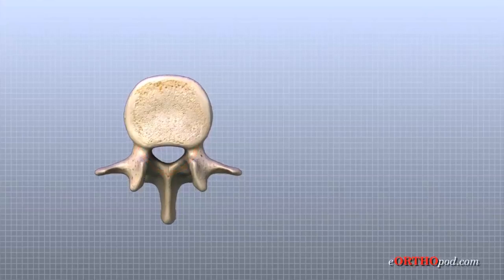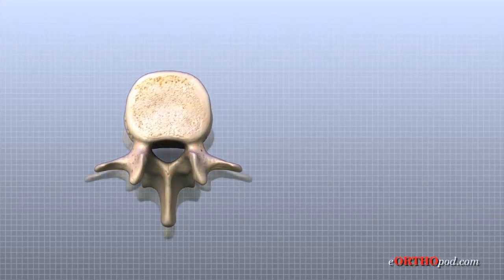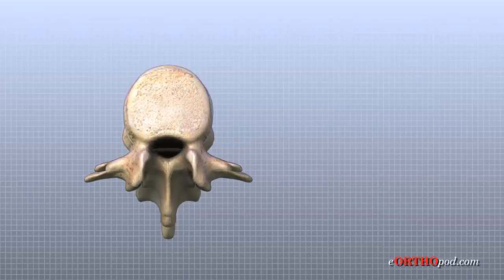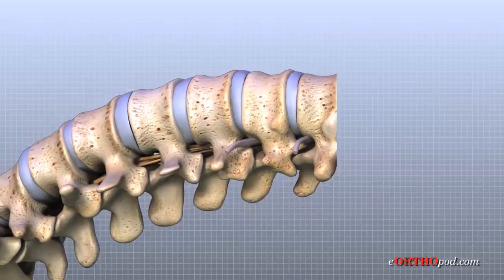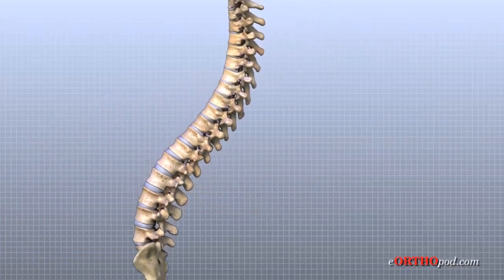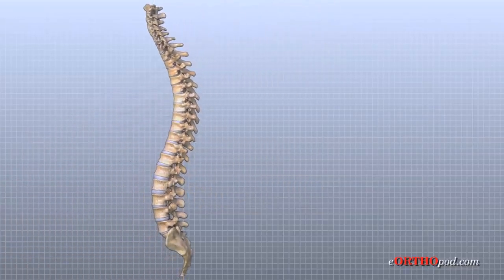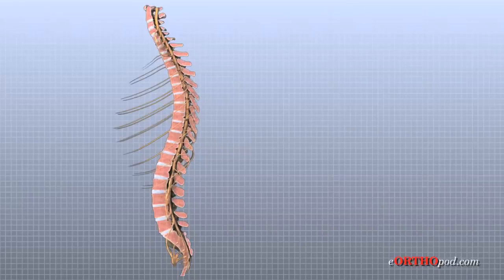When the vertebrae are stacked on top of one another, these rings form a hollow tube called the spinal canal. This bony tube surrounds the spinal cord as it passes through the spine. Just as the skull protects the brain, the bones of the spinal column protect the spinal cord.